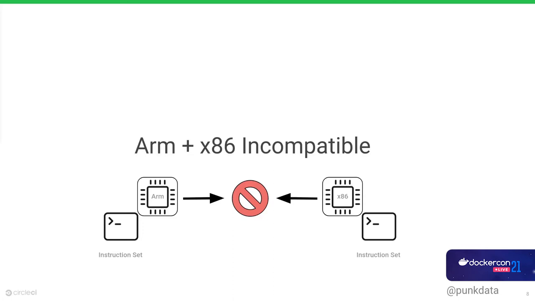That leads us to a situation where developers who want to compile their applications for ARM devices have to jump through hoops to do that currently. And vice versa for x86, if they want to compile for it, it's just a whole separate process.